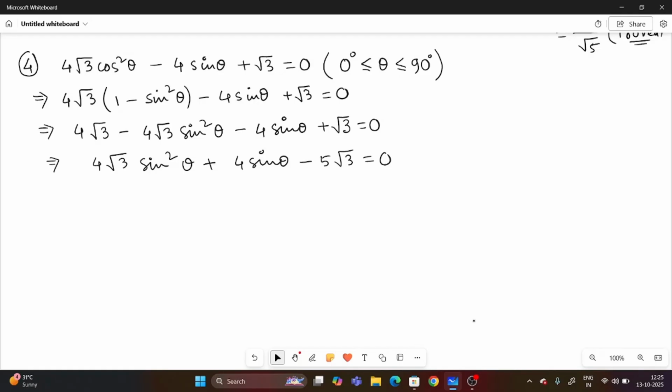So now we can do middle term factorization. The product of 4 root 3, that means the coefficient of the leading term, and the constant term 5 root 3 is 60, and the difference is 4. So we are breaking the middle term 4 sin theta like this: 10 sin theta minus 6 sin theta.